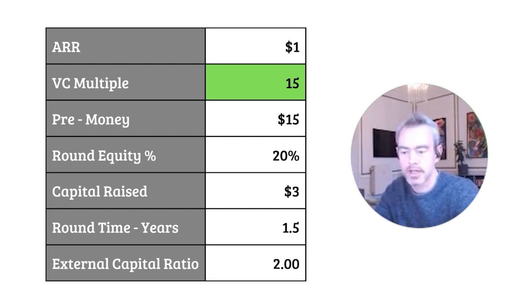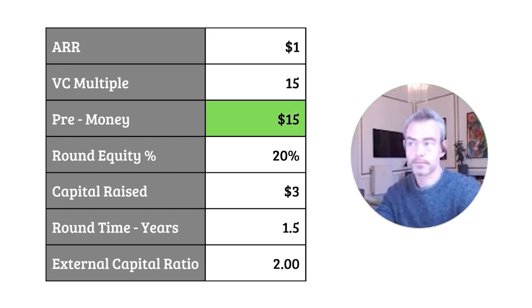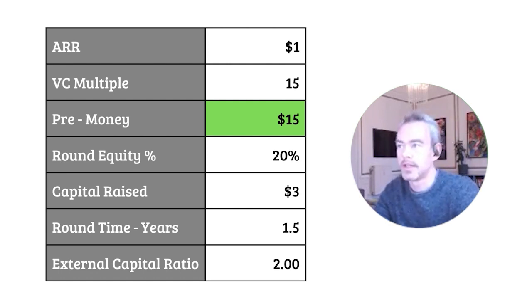So let's say that you take your $1 of ARR and say, how much is that worth to you? And then your venture capitalist is going to say, well, we're going to multiply that by 15, and then you're going to get a pre-money valuation on that $1 of ARR of $15. So we're going to value your company at $15. And then we're going to expand the equity base with another 20%.